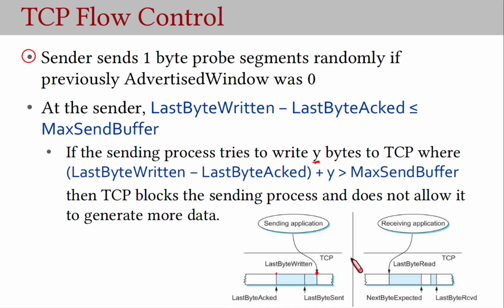So to summarize, a fast sending process and a slow receiving process means that this buffer is going to be getting filled as time progresses, and at some time when this buffer is full, the advertised window size becomes 0. And as a result, the sender is not going to send any data to the receiver.